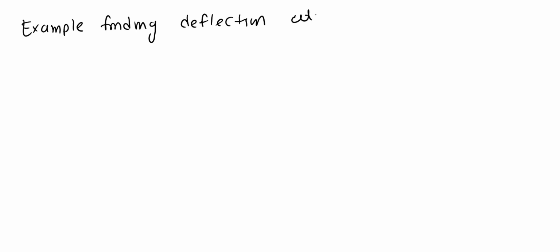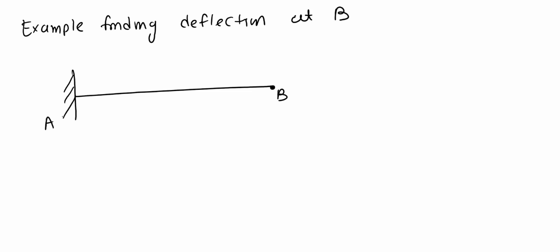This video explains an example for finding the deflection in a cantilever beam, the deflection at, let's say, point B. We have a cantilever beam. Let's say this is point B and point A, and we have a UDL load of W kilonewton per meter.